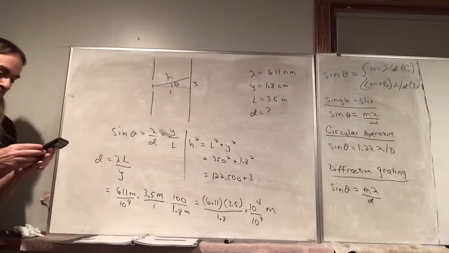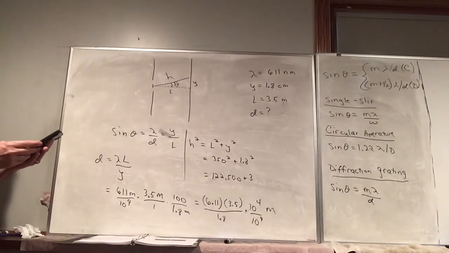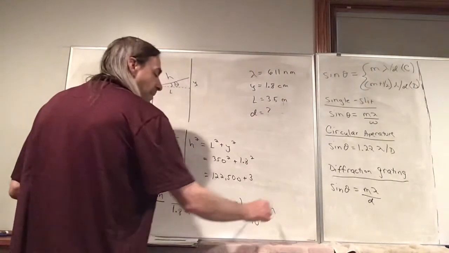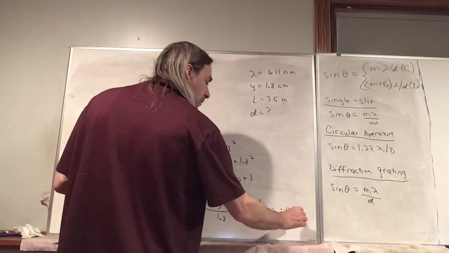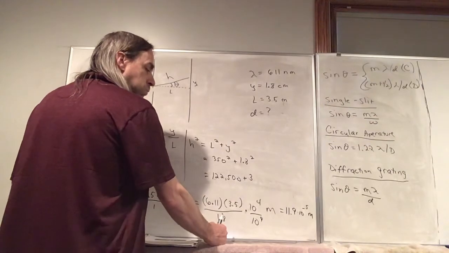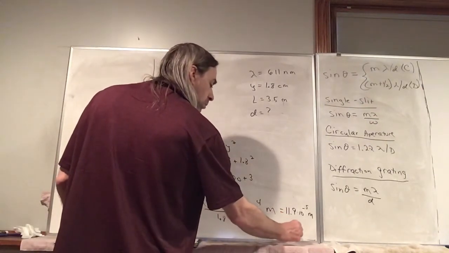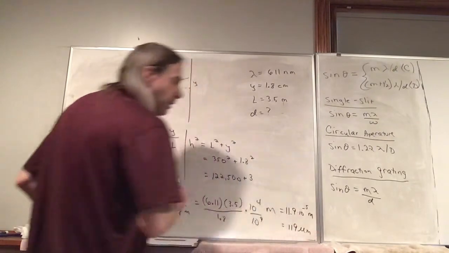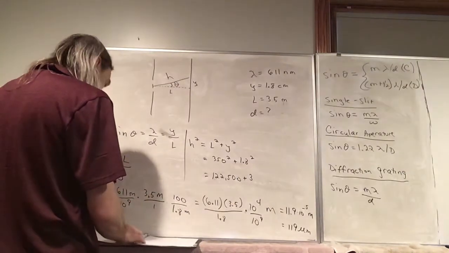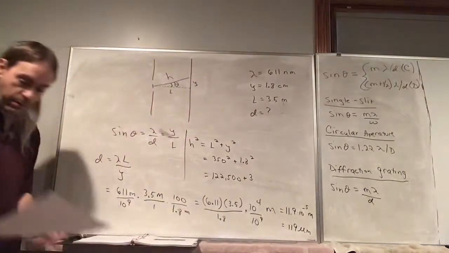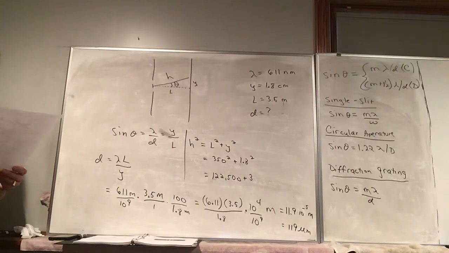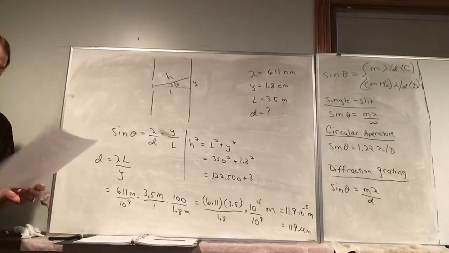So let's do this. So we have 6.11 times 3.5 divided by 1.8. So I'm getting 11.9 times 10 to the minus 5. So that'd be 119 micrometers. I think I forgot to check the enter key for the last one. Oh, I did 0.19 millimeters. Oh, I think that might have been a typo that I wrote down.